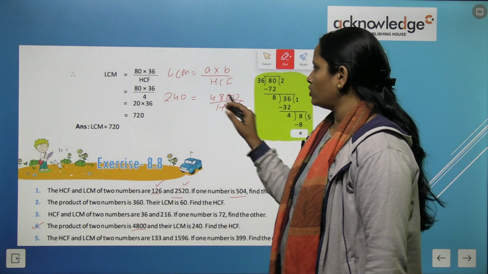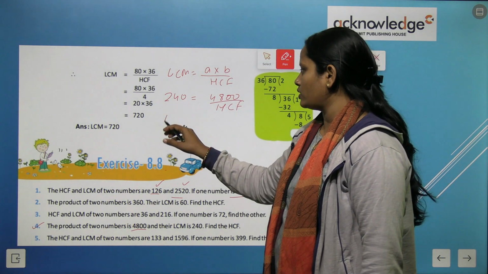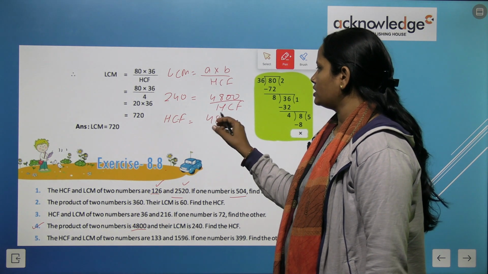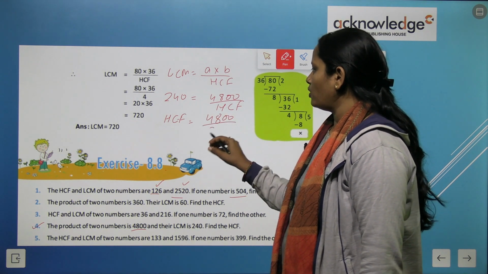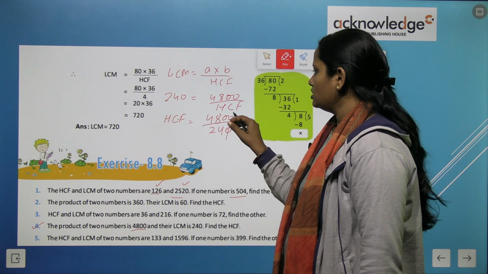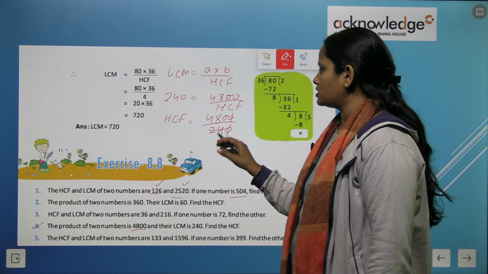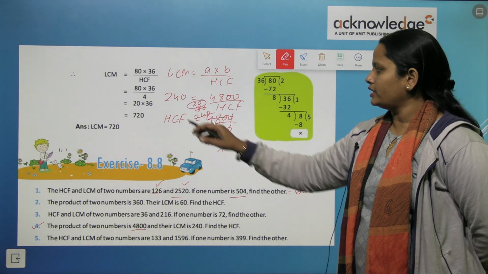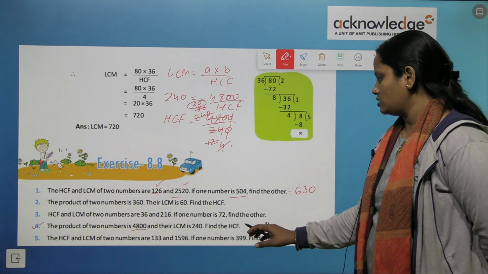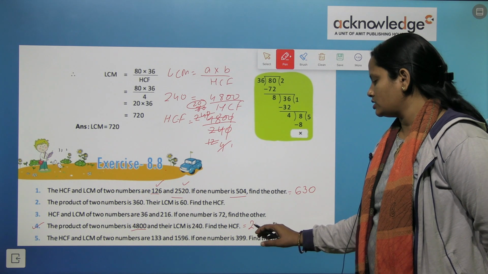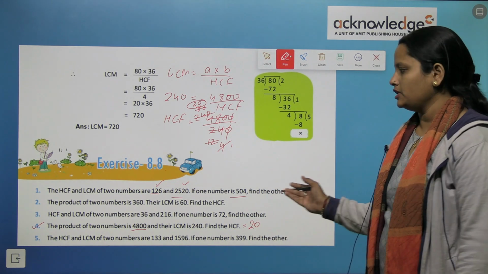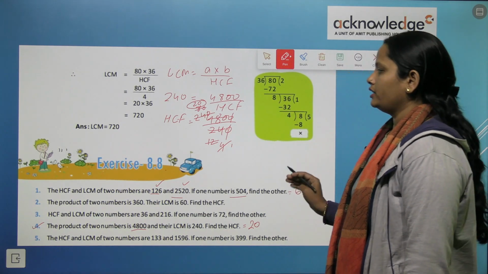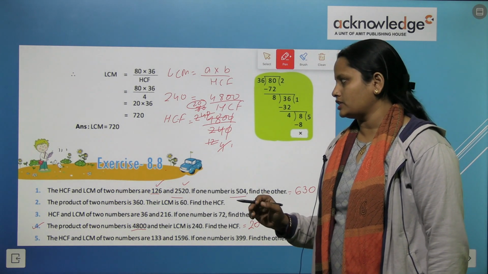HCF को यहाँ ले जाते हैं और क्रॉस मल्टीप्लाई से इसे नीचे ले आते हैं. So HCF is equal to 4800 upon 240. 0 will be cancelled. Let's divide it. So here on solving this we get 20 as the answer. So here the HCF is 20. Similarly children, you have to do the rest of the question. You have to simply put in the formula and then we have to solve. I hope this is clear to you.